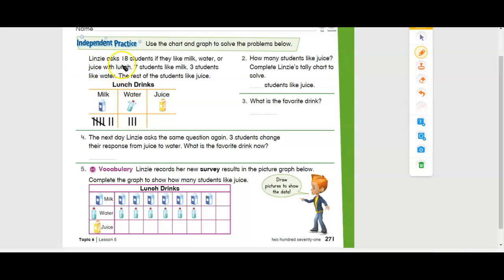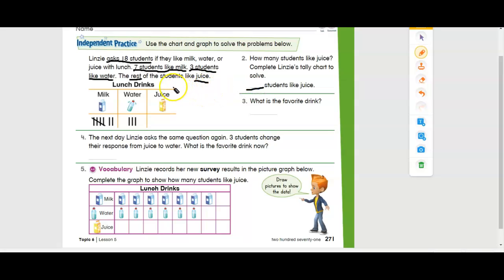Let's go back and look at the information we know. We know that Lindsay asks 18 students. 7 students like milk. 3 students like water. The rest like the juice. For number 2, it says how many students like juice. Complete Lindsay's tally chart to solve. Then write your answer here in the blank.